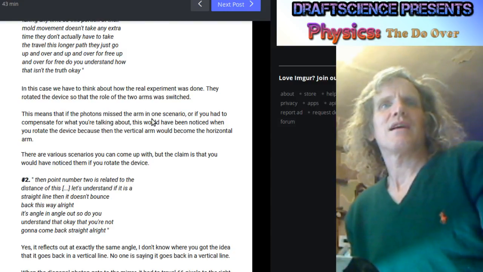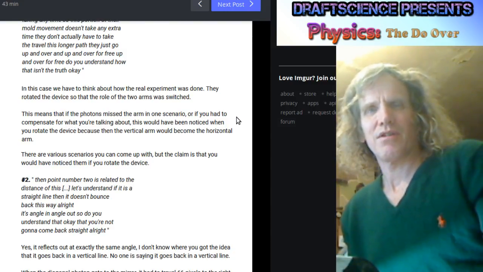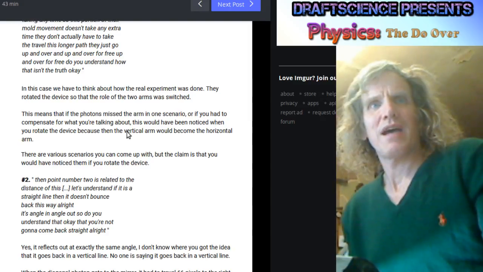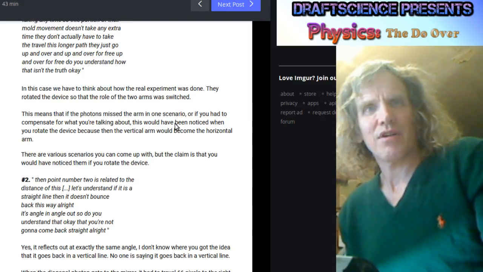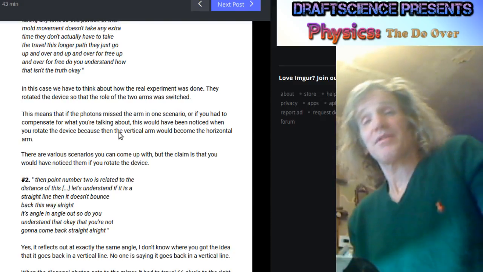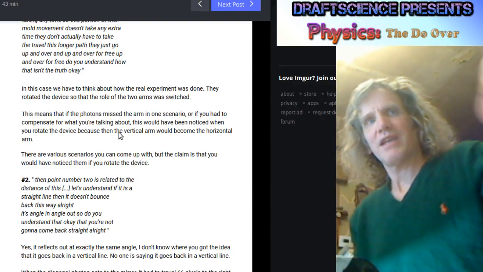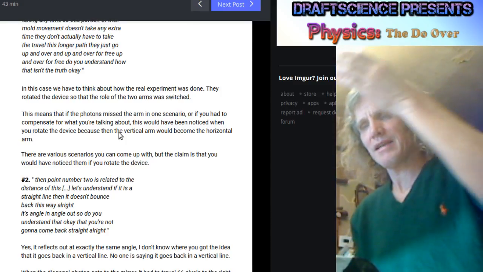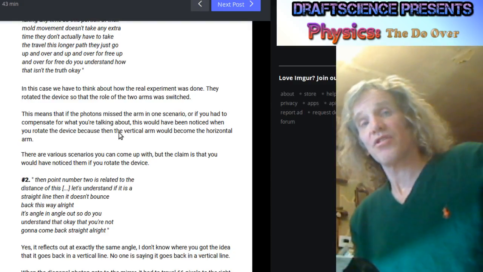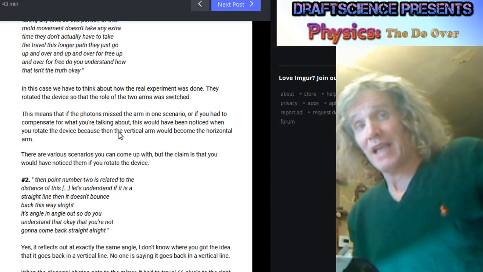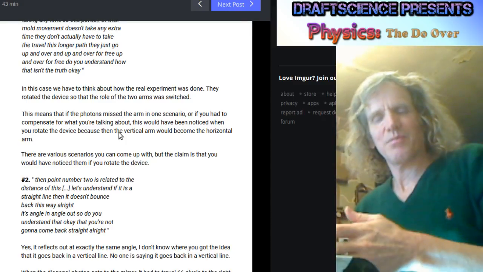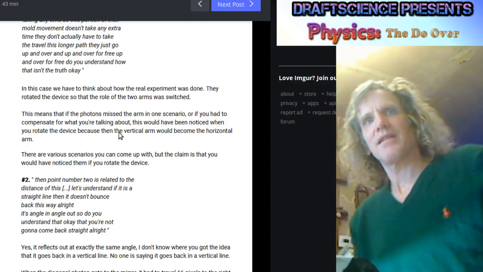Alright, this means that if the photons miss the arm in one scenario, I don't know what that would even mean. They missed the mirror, not the arm. Or if you had to compensate for what you're talking about, this would have been noticed when you rotate the device. Well, again, the theoretical potential of the device is being shown by exaggerating speeds. If you do it at common speeds, the differences are so tiny that you couldn't notice them. And certainly you wouldn't notice them in any animation. So it's by the very idea that you use exaggerated speeds that you're able to see the defect in the experiment.